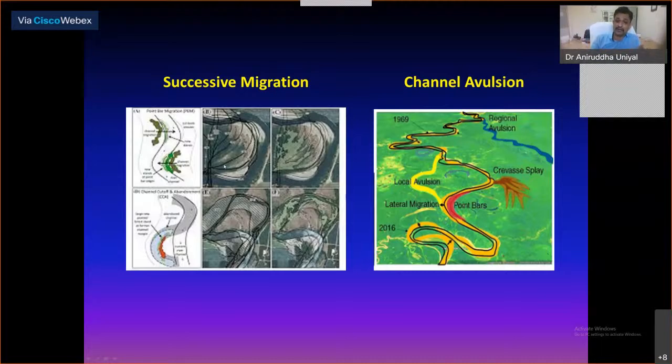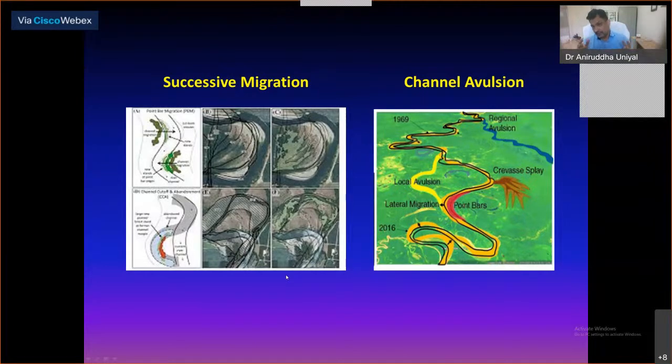This is channel migration, what we are seeing on the left side. But then in channel migration, suddenly the sinuosity increases, and there is a stage when the channel becomes very sinuous, and then suddenly it witnesses channel avulsion, where the sinuosity is high, the bend is very sinuous. Then during floods, the river acquires a straighter path.